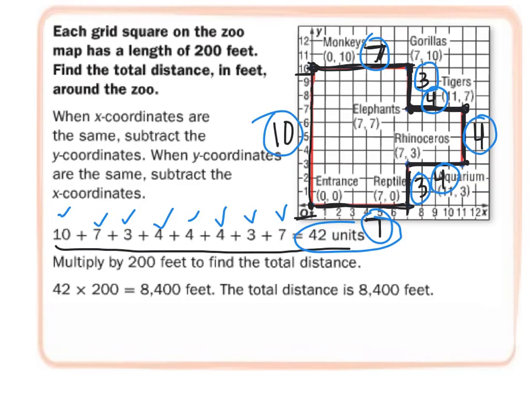But that's not the whole perimeter because they said that each square represents 200. So I need to take 42 and multiply that by 200, and that gives me 8,400 feet.